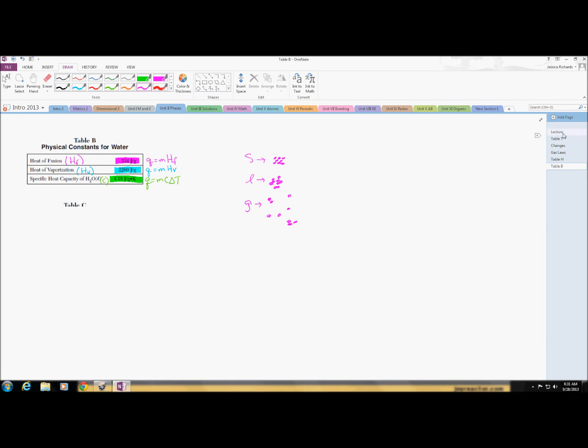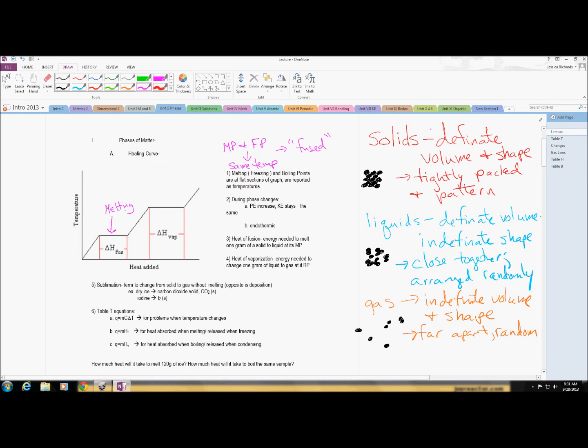So let's go back to our lecture notes. And again, look at this phase change diagram. So this is our heating curve. Across the heating curve, we are adding heat. If we are adding heat as we go from left to right, all of these phase changes as we go from left to right are going to be endothermic. They're endothermic because we're adding heat. It's absorbing heat as we go across our graph.